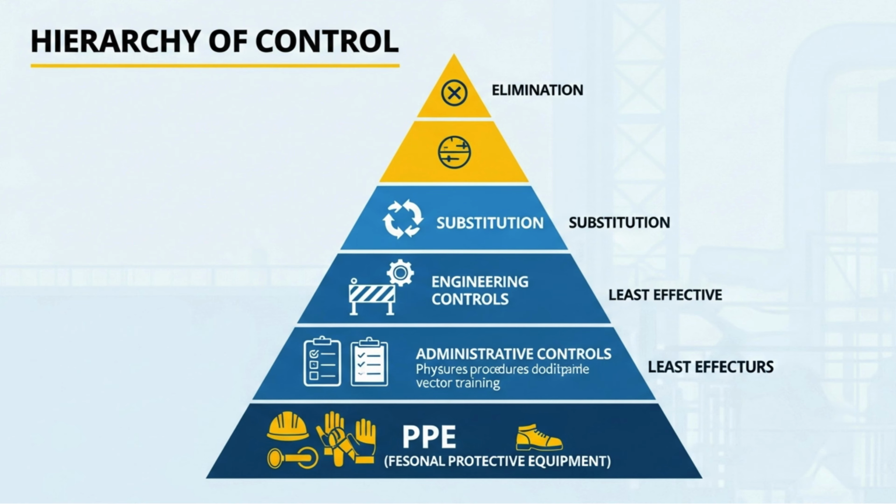Next, engineering controls, such as machine guards, barriers, and isolation. Then administrative controls, like training, safe procedures, supervision, and signage. And finally, PPE, personal protective equipment, such as helmets, gloves, safety shoes, and goggles.